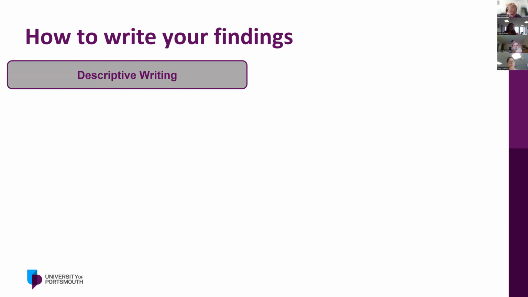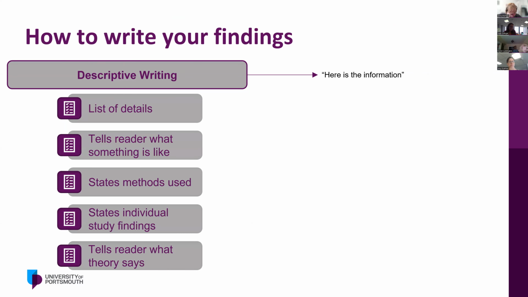So writing descriptively means just that. You are just describing information. You are informing your reader. You might list details or tell the reader what something is like or what's happened. You might state the methods used. And as a reader, when something's descriptive in research, you might find yourself reading and thinking, so what? What does this mean? Why is this important?